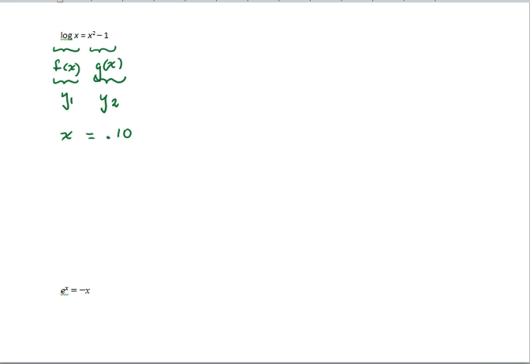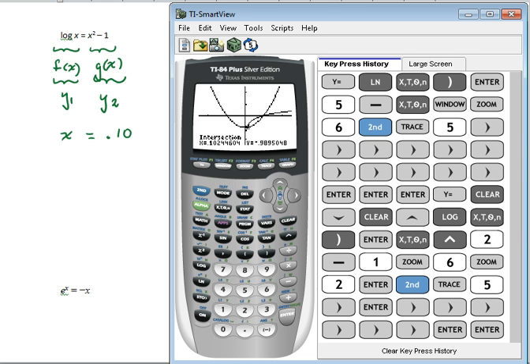But now we have to go back to the graphing calculator because there is a second intersection point. And so let's go second calc again.